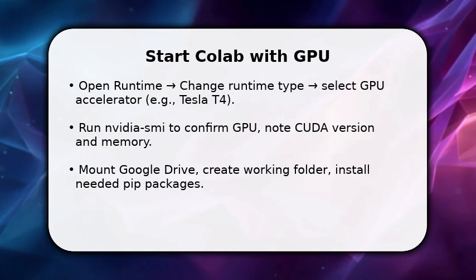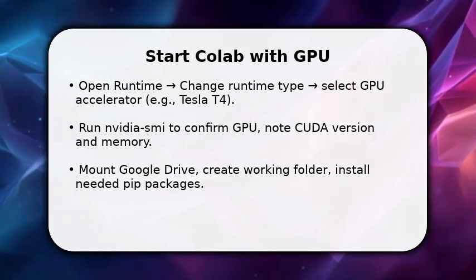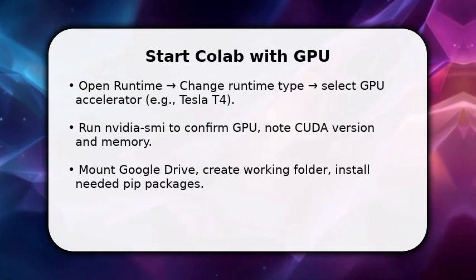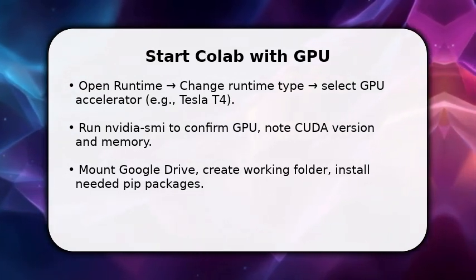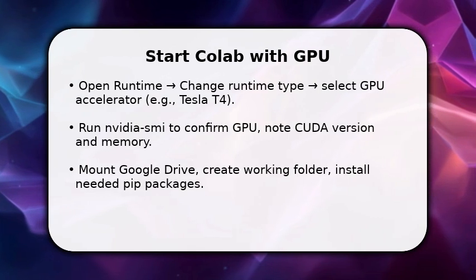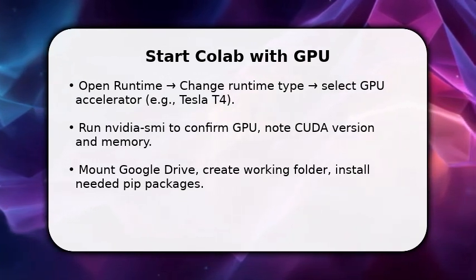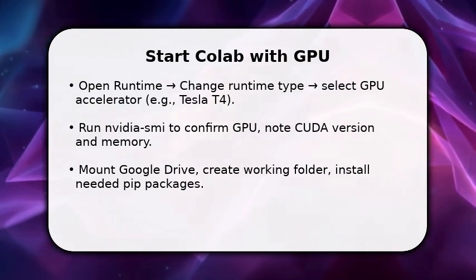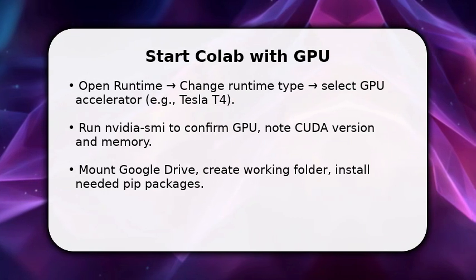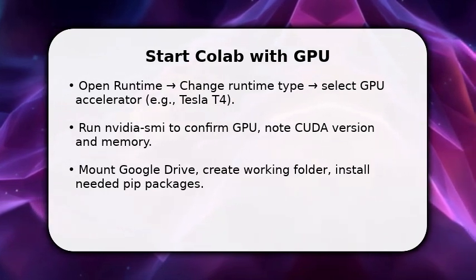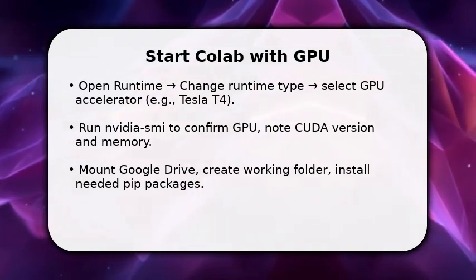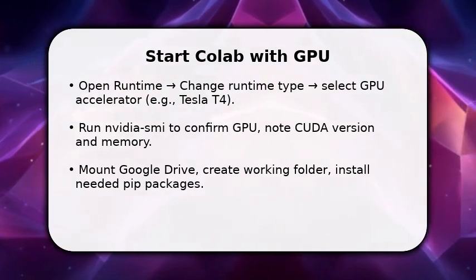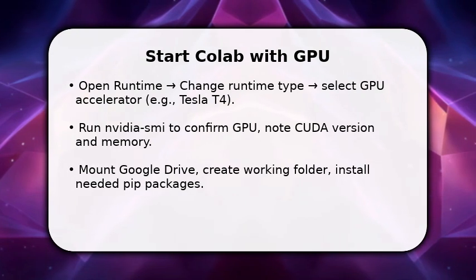You begin by switching Colab to a GPU runtime. Do that now so compute resources are available. Once done, run NVIDIA SMI to confirm device name, memory, and CUDA version so you know what drivers and libs to match. Next, mount your Google Drive and create a project folder so data and checkpoints persist. Then install core Python packages with pip. These steps ensure you'll run code on the GPU consistently and keep artifacts safe between sessions.